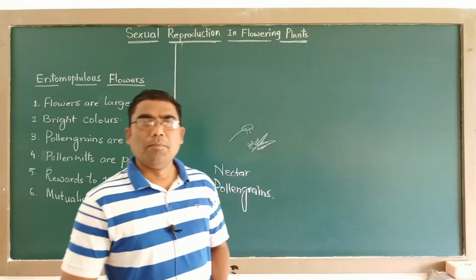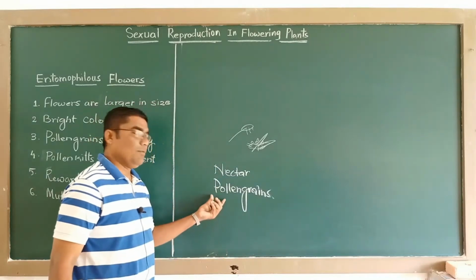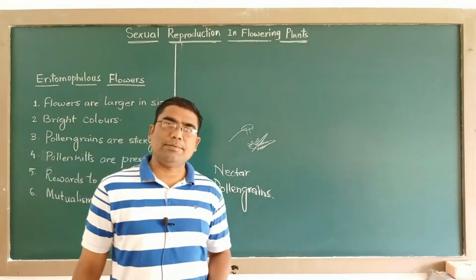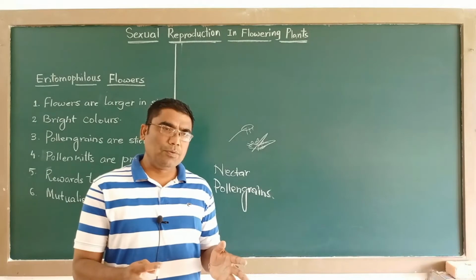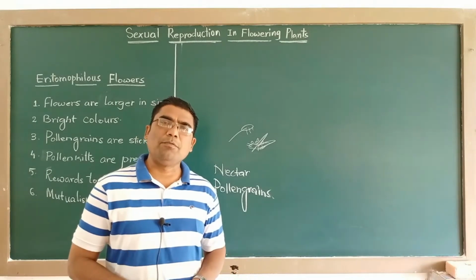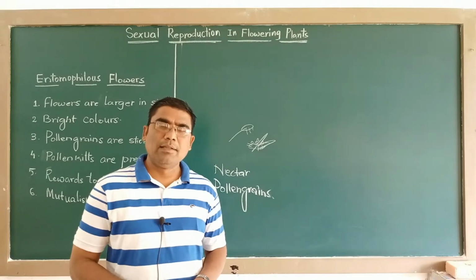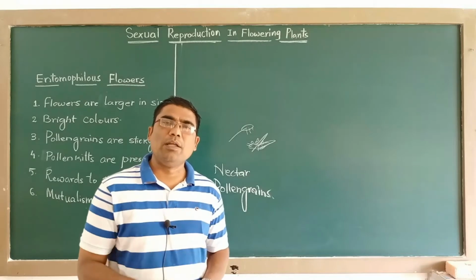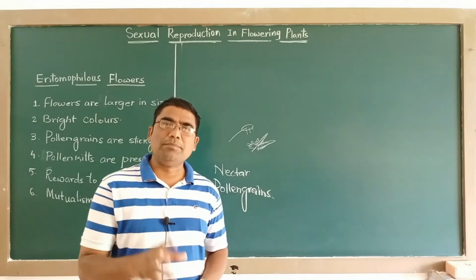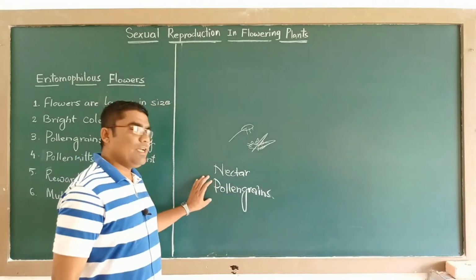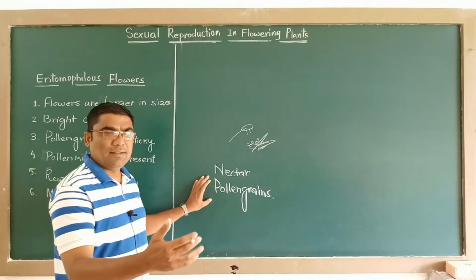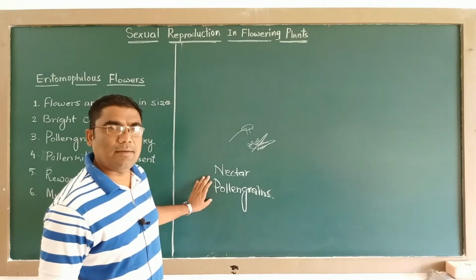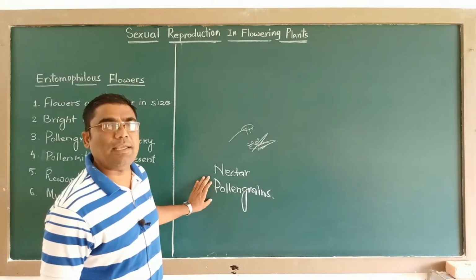Apart from this, in many flowers, pollen grains act as a reward to the insects. Plants produce a huge number of pollen grains, more than the amount required for fertilization. Because of this, some quantity of pollen grains is utilized as a reward to the insects. There is no problem for the flowers. They can carry out their process of pollination and fertilization very easily.